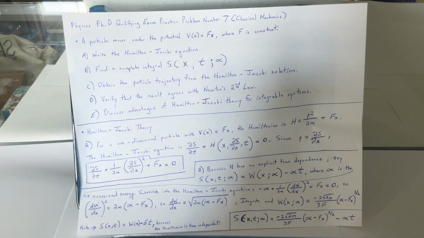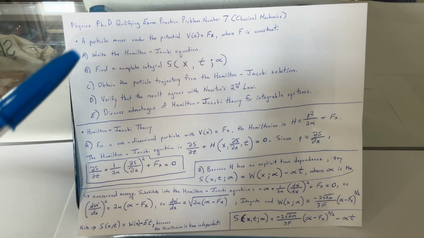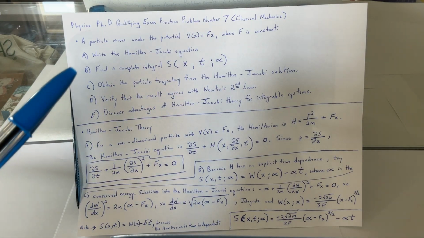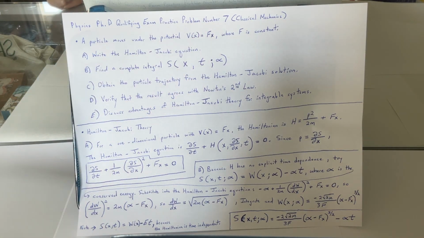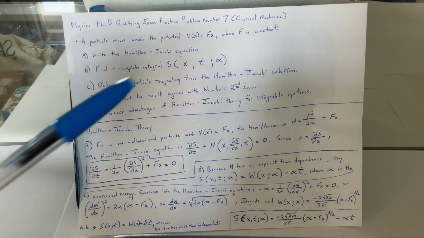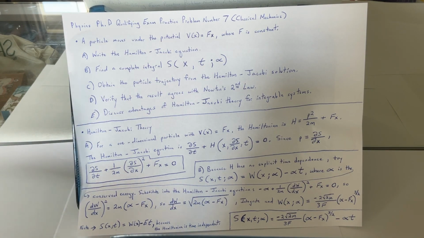So we have a physics Ph.D. qualifying exam, practice problem number 7 in classical mechanics. A particle moves under the potential V(x) = Fx, where F is constant. For part A, write the Hamilton-Jacobi equation. For part B, find the complete integral S(x, t; α).